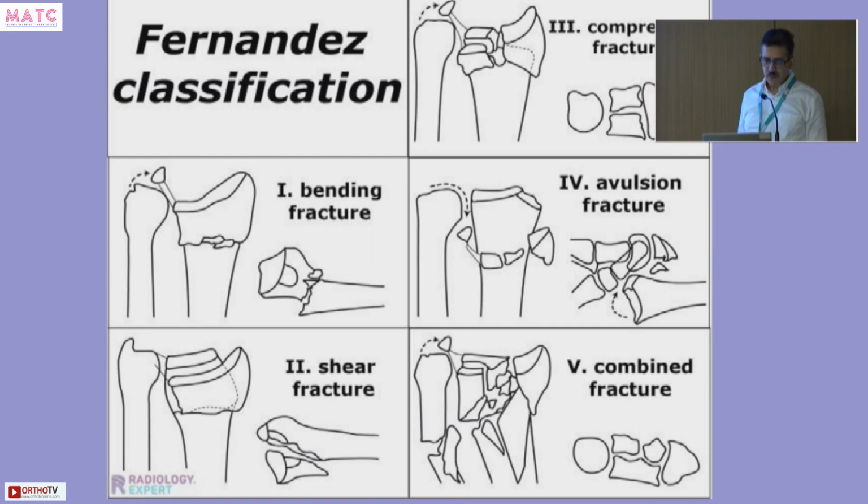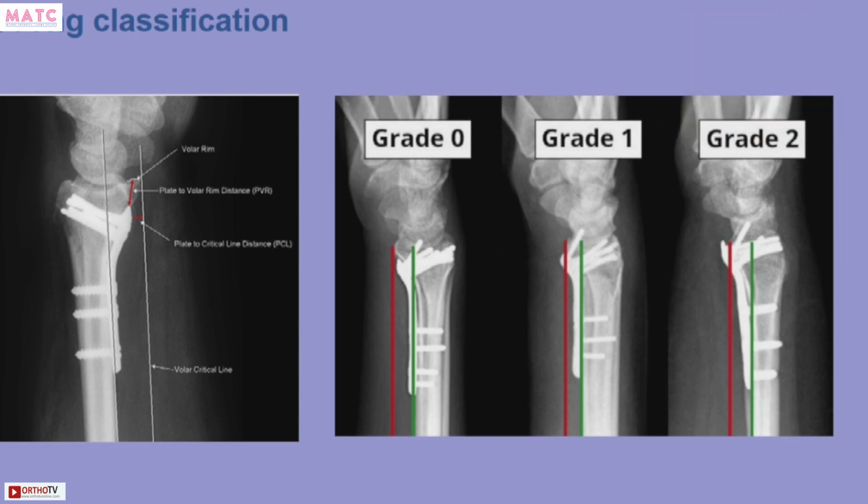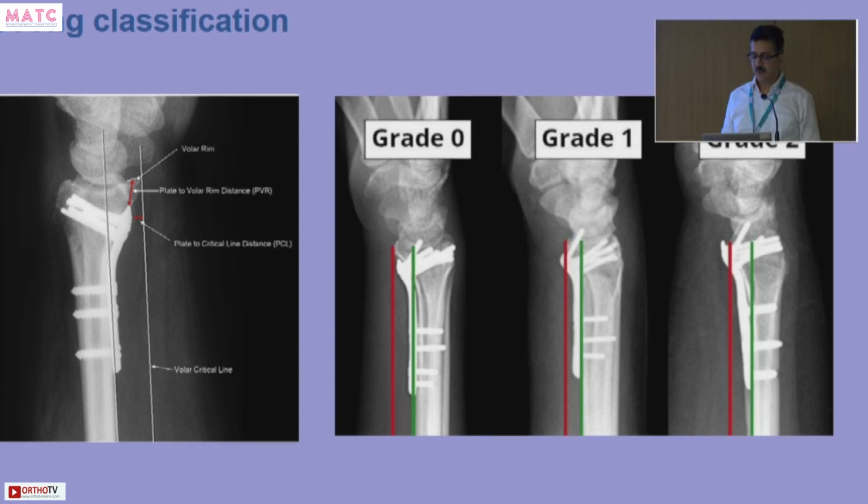This is the Fernandez classification, which is in different grades, basically bending fractures, shear fractures, compression, avulsion fracture and combined fractures. The Soong classification is a post-operative classification. So you have to see the position of the volar plate in relation to the volar rim of the radius. You have the pointer? This is the volar rim. Basically, if you see the picture on the left side, that's the volar rim, and you have to see the relationship of the radial plate in relation to that volar rim.